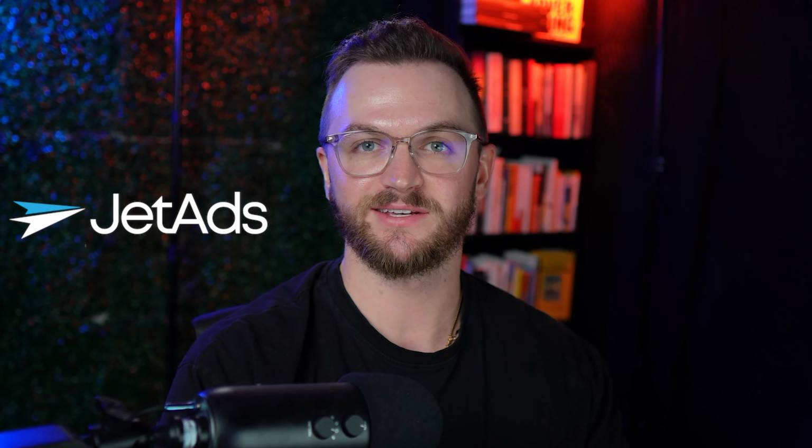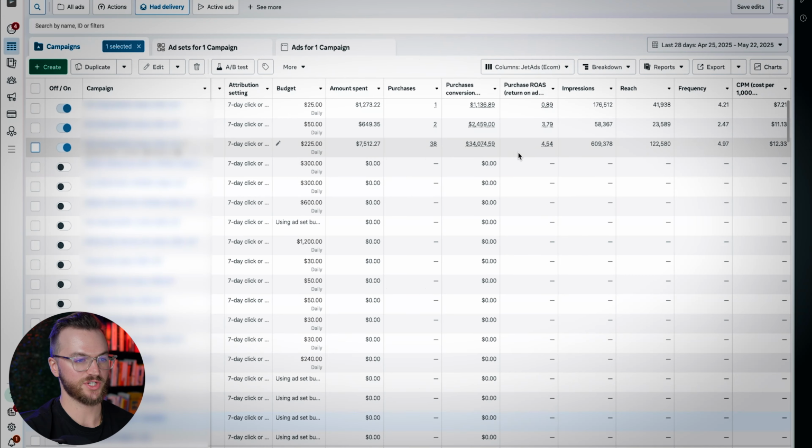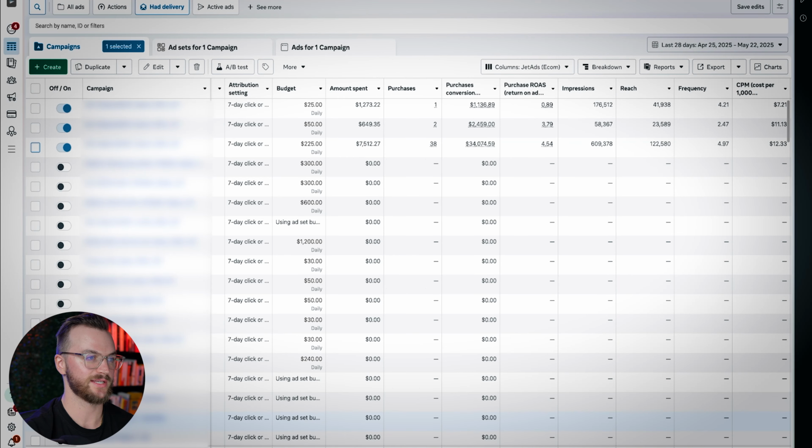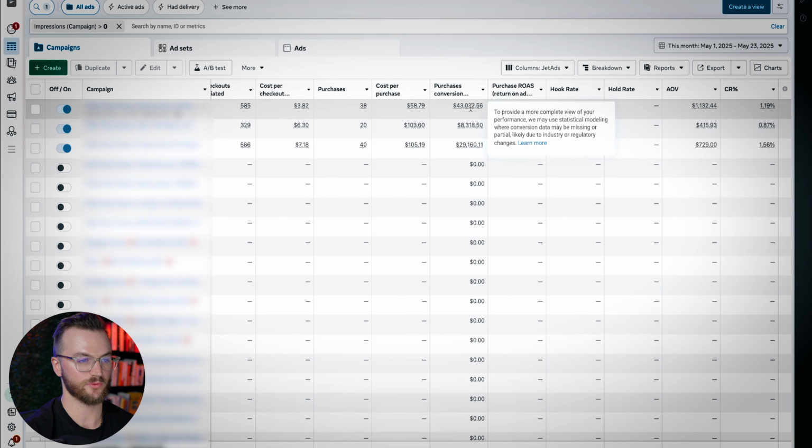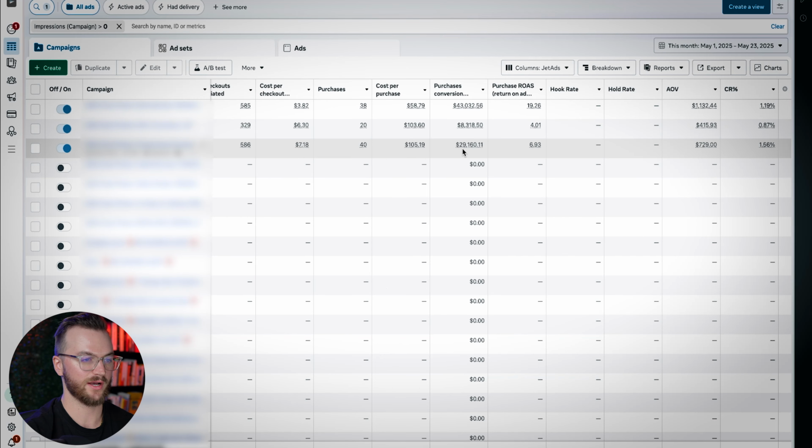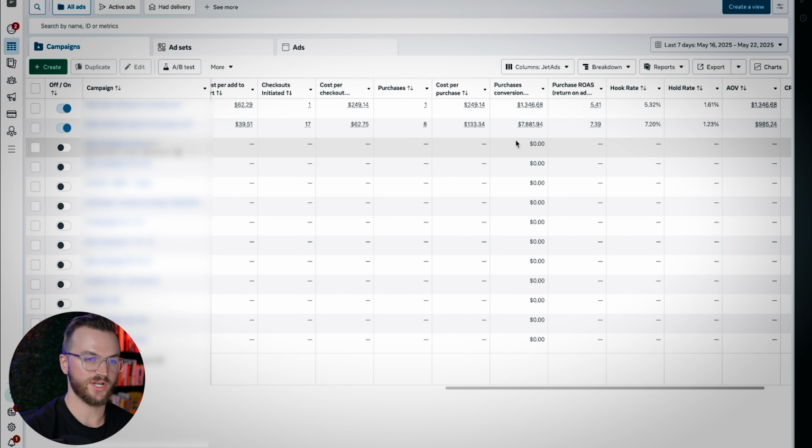We know what it takes to scale ads, just like this, where we generated $34,000 at a 4.54 ROAS in the last 28 days. Or like this, where we generated $43,000 at a 19 ROAS, or $29,000 at a 6.93 ROAS for this client. Or this client, where we generated over $7,800 in the last 7 days in this one campaign at a 7.39 ROAS. So we do this routinely for clients. Know what I'm talking about, just so you know I'm qualified.